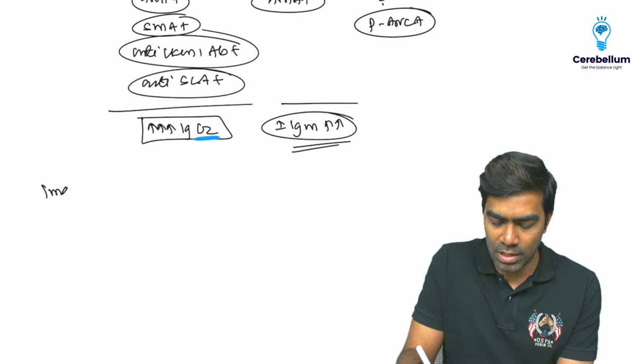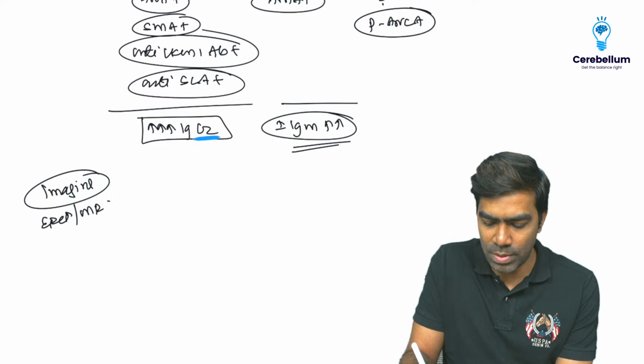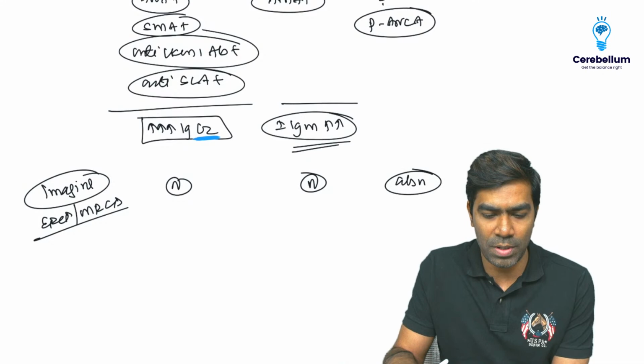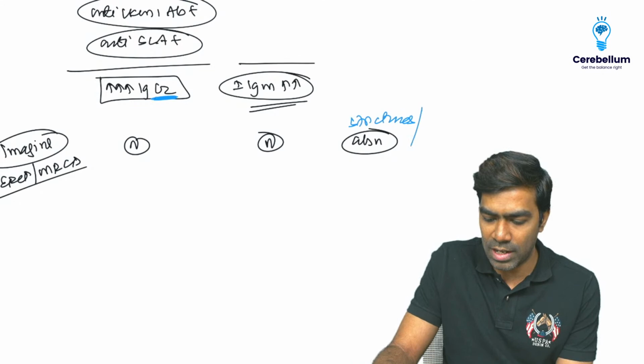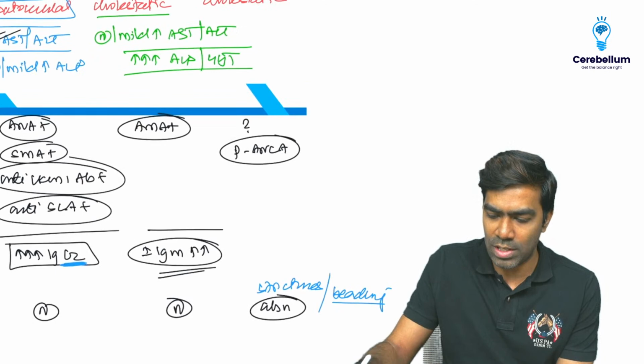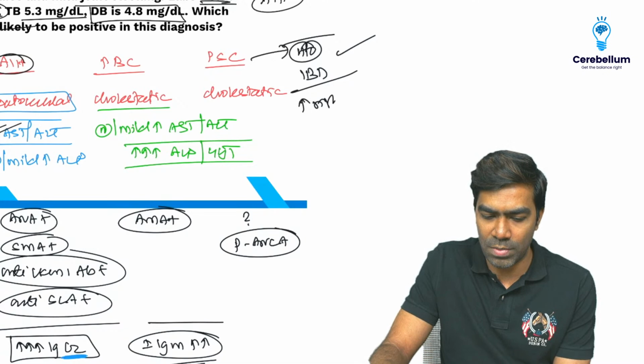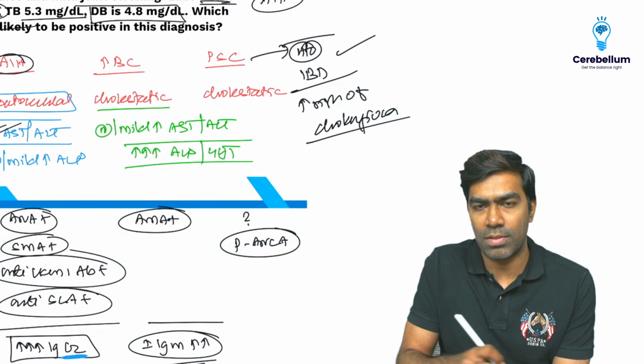Now coming to imaging. Imaging means I'm talking about ERCP and MRCP, endoscopic retrograde cholangiopancreatography and magnetic resonance cholangiopancreatography. ERCP and MRCP will be normal. But when it comes to primary sclerosing cholangitis, you're going to see abnormal ERCP and MRCP, where you're going to see strictures, beading of the extrahepatic biliary tract. Strictures and beading are very common. Primary sclerosing cholangitis usually has a history of inflammatory bowel disease, especially ulcerative colitis. And it has increased risk of development of cholangiocarcinoma. So these are going to be the differential features.